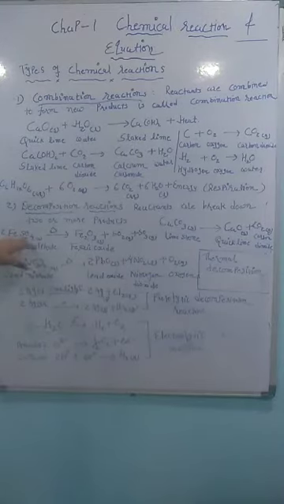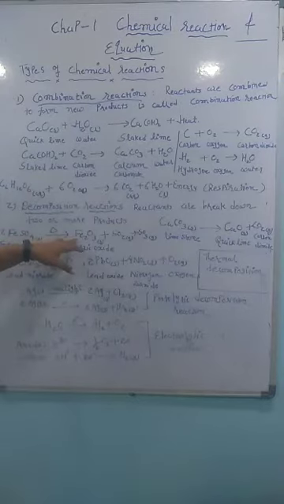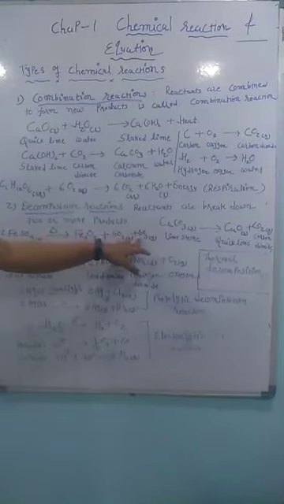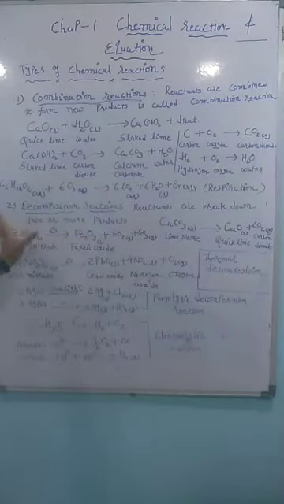Okay. 2 mole of ferrous sulfate, when we apply the heat, produces 1 mole of ferric oxide, 1 mole of sulfur dioxide, and 1 mole of sulfur trioxide. So one molecule is broken down into several molecules. So it is a decomposition reaction.